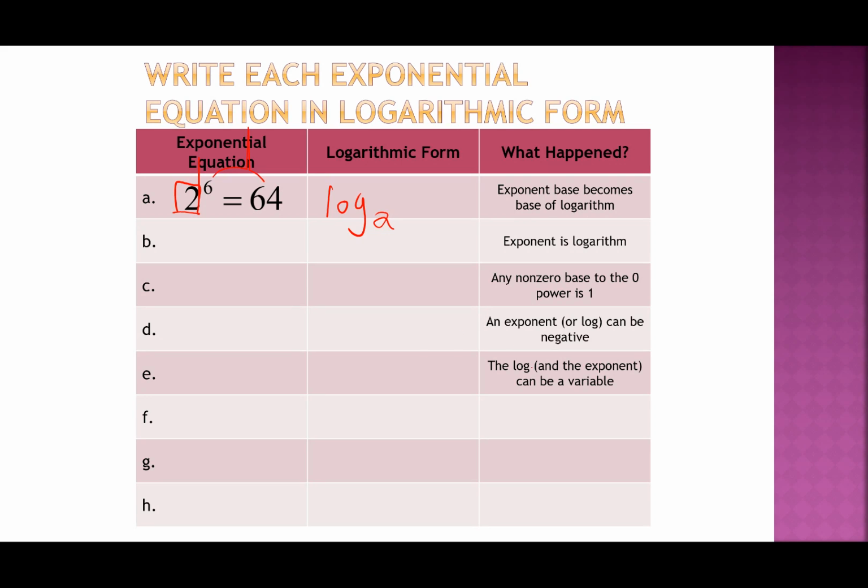Remember, it's a little subscript type of number, like half a level down. And then I remember that the 6 and the 64 are going to rotate spots. So 64 will be written next, and then 6, the exponent, will be written on the other side of the equal sign. So this is log base 2 of 64 equals 6. So that's my trick to remembering these.